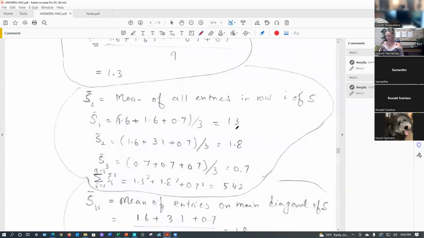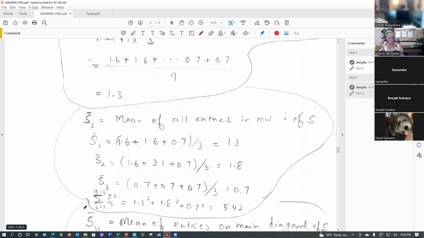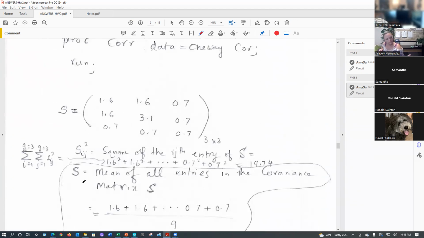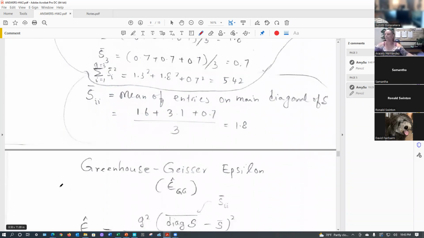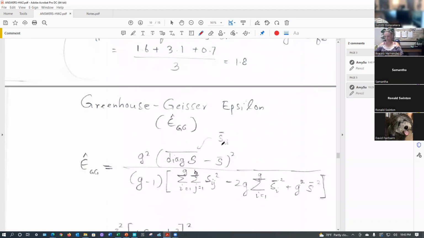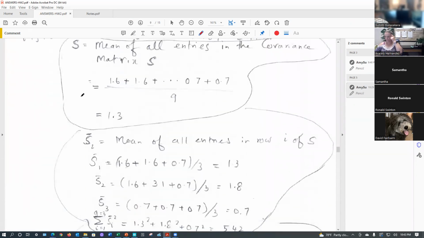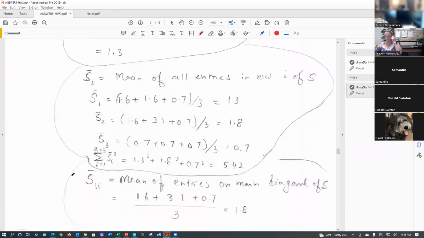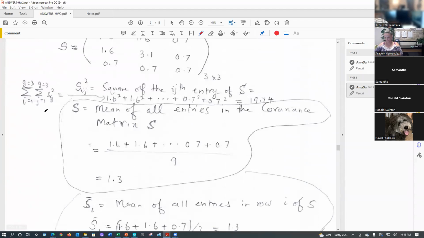Then what I did was I got this average, I squared 1.3, 1.8, 0.7 and added them together. Then I'm looking for the mean of entries on the main diagonal: 1.6, 3.1, 0.7. Then I plug into this formula. You have g squared times the grand mean s bar, minus 1, divided by g minus 1, times all the entries squared and then summed up.